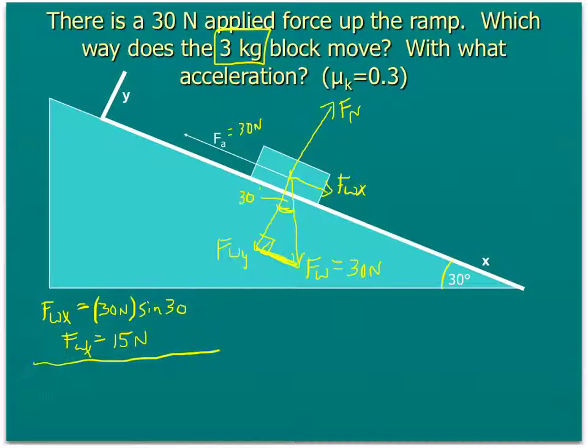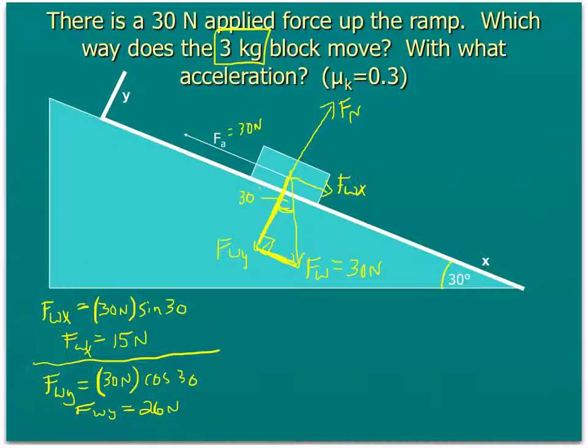I can do the same thing for my Fwy component, which is adjacent to that 30-degree angle. So for this one, I know I'm going to use the cosine of 30. So mg, or 30 newtons times the cosine of 30. And when you plug that into your calculator, that's going to give you an Fwy of 26 newtons.